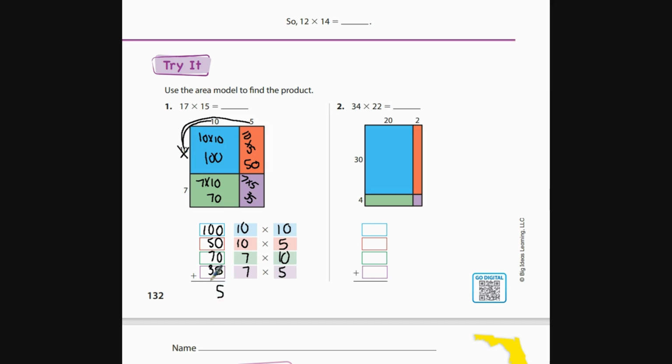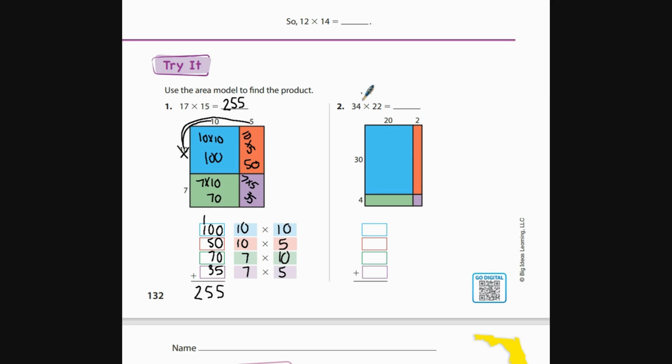So this is 5. 5 plus 7 is 12. 13, 14, 15. So 5, carry the 1. And 1 plus 1 is 2. So my product is 255. Okay.